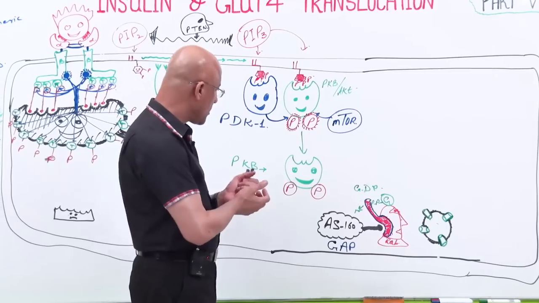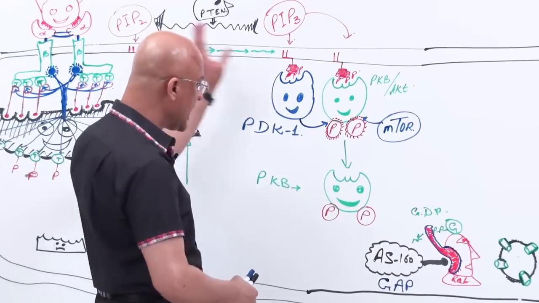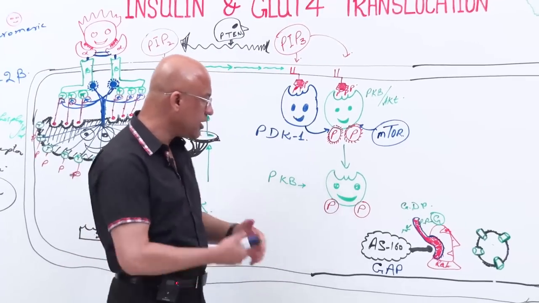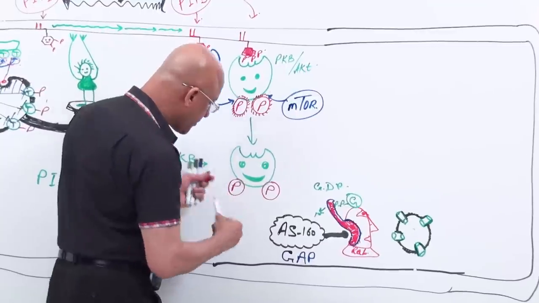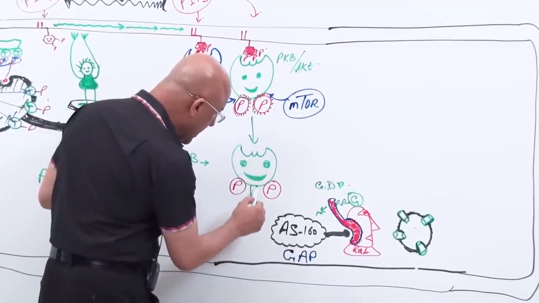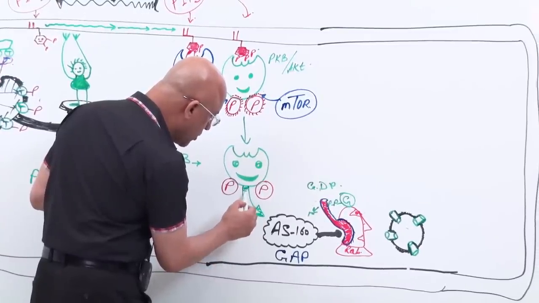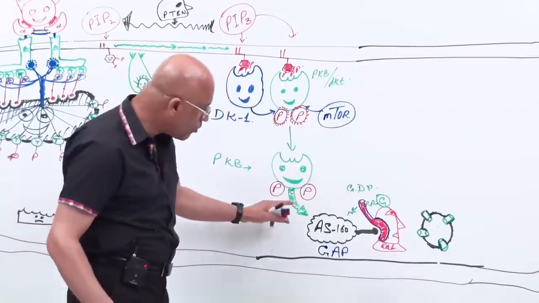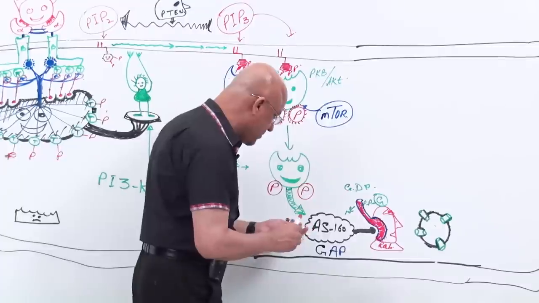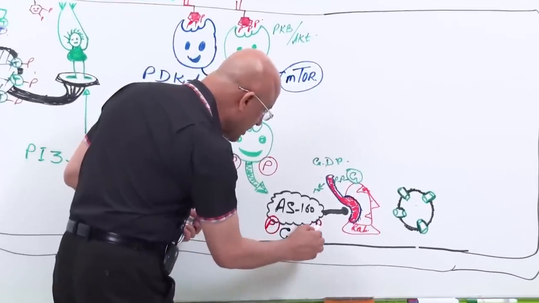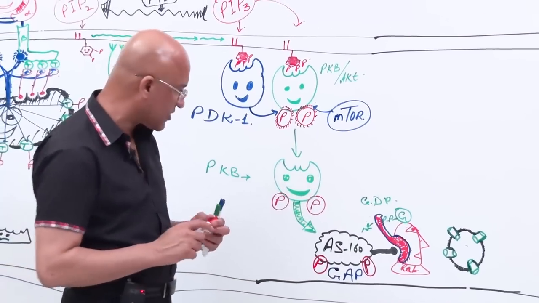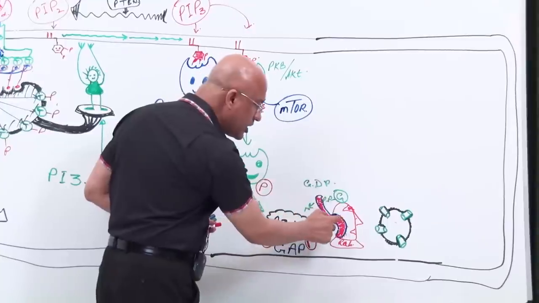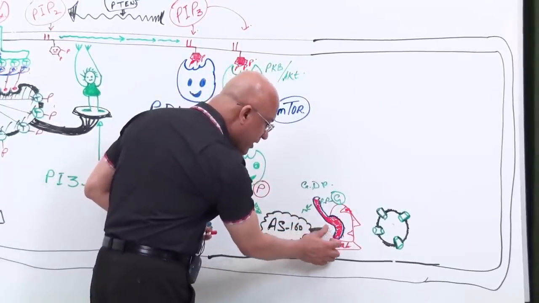Now what really happens? This PKB, let's go back. Insulin has led to the phosphorylation and activation of PKB. This PKB, which is activated by insulin signaling, works on many proteins. One of them is AS160. When it works on AS160, it will phosphorylate AS160. The phosphorylated AS160, that domain which has GAP activity, which is able to activate the GTPase of Rab, becomes inactive.